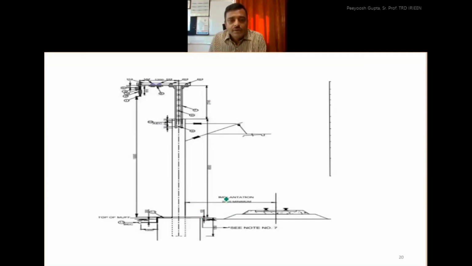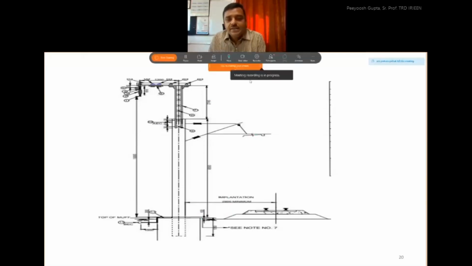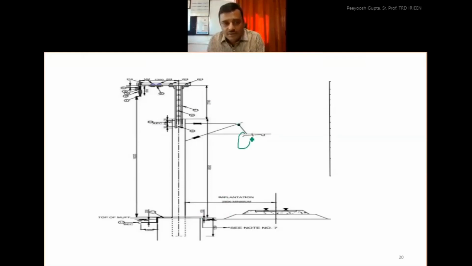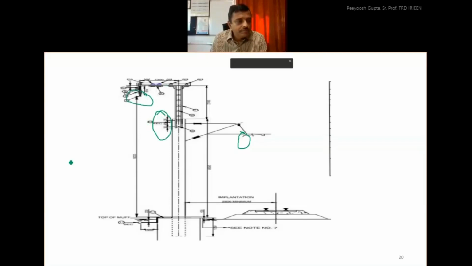This is the drawing of RDSO, what we are going to get. This is our contact wire. This is AEC, aerial earth conductor. This is feeder wire, and one more thing, buried earth conductor, BEC.